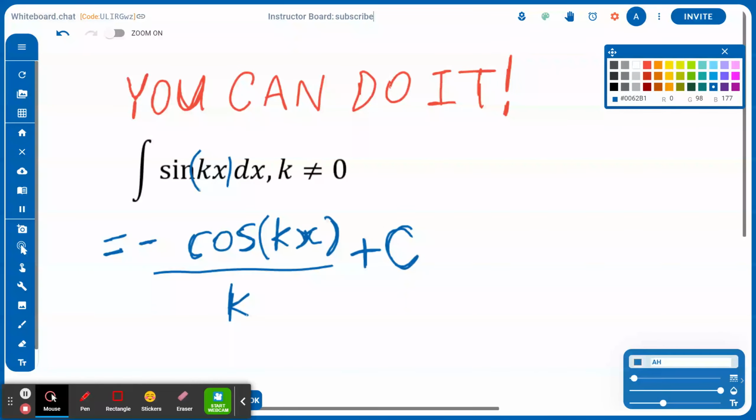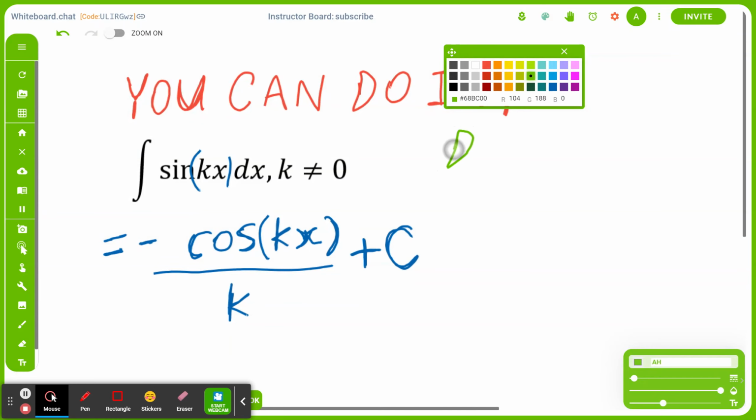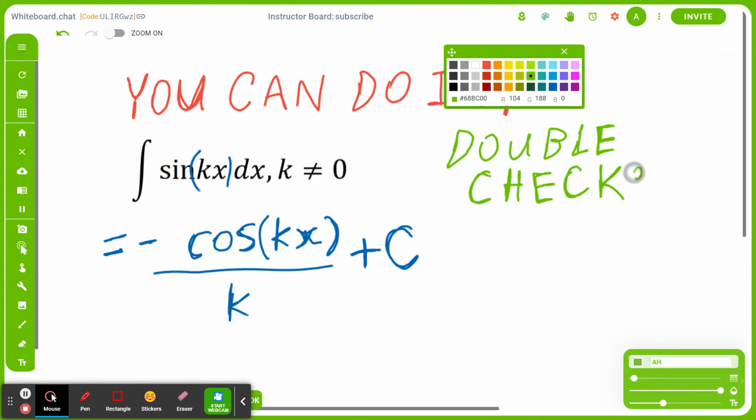So again, be mindful, you're not finding one answer. You're finding infinitely many answers, which are collapsing into this family of solutions. Now, how do we know we're doing it right? Well, I would say it's not unreasonable to double check your work by spending 1 extra minute. And by double checking, what you're really doing is you're finding the derivative of the answer. And if we double check correctly, the answer should be exactly the question that we started with.